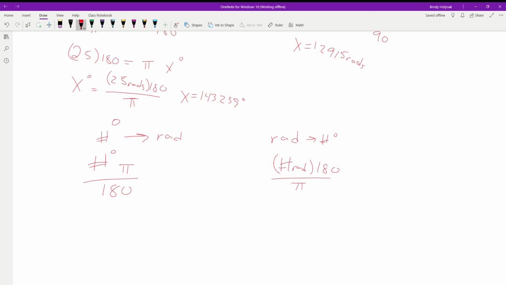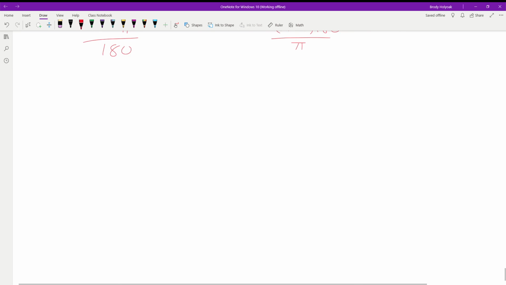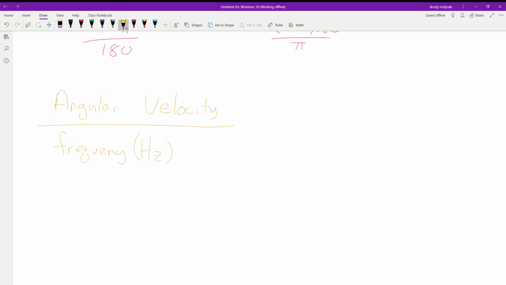The next part we want to talk about is called angular velocity. So angular velocity is a reference to how fast we are traveling as we rotate something. Okay? We have a frequency. Frequency is measured in hertz. What is the frequency? If I say something is going 60 hertz, what's its speed? What are we talking about?